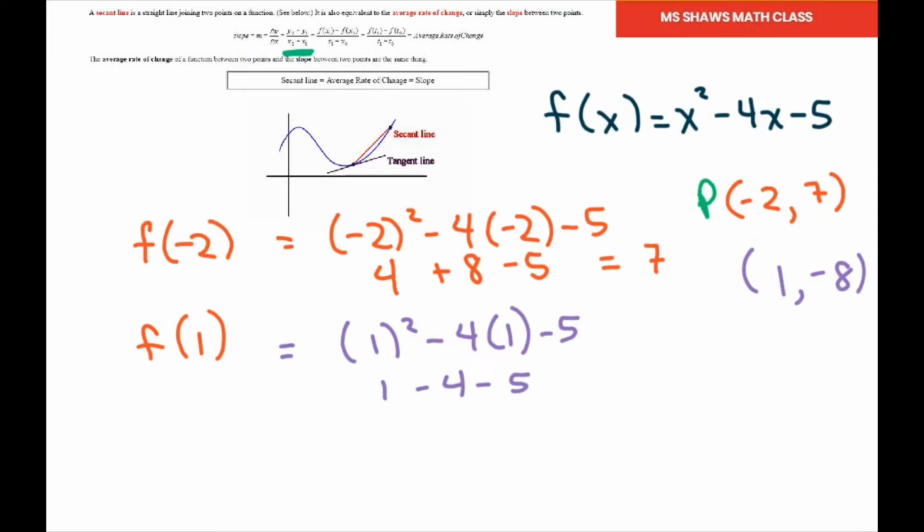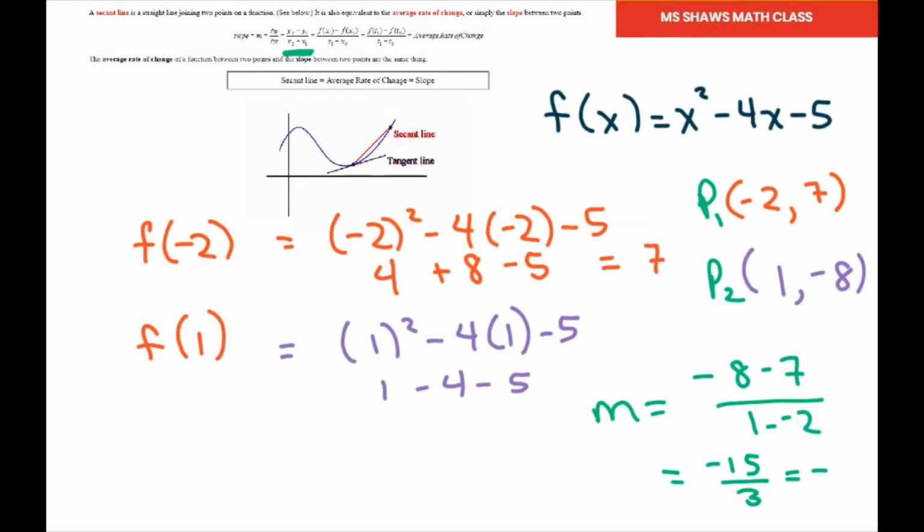Now let's find the slope, and all we have to do is just use this little formula right there, like you did in Algebra 1, point 1, point 2, and we'll go -8 minus 7. This is going to be your slope. And then we'll do 1 minus a -2. And this gives you -15 divided by 3, which is -5. So we have our slope as -5.